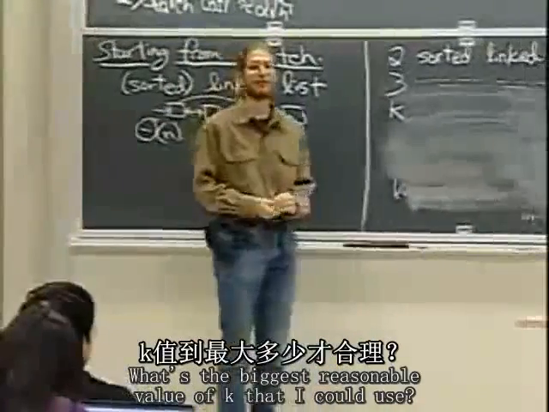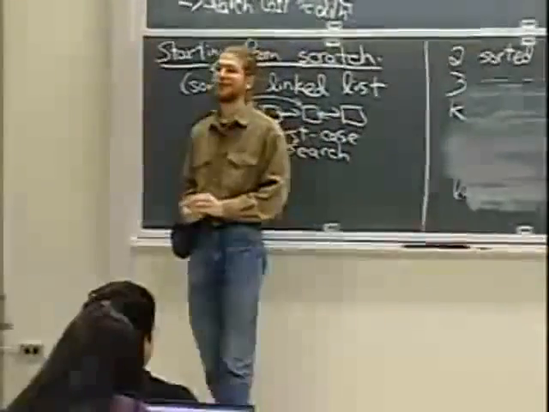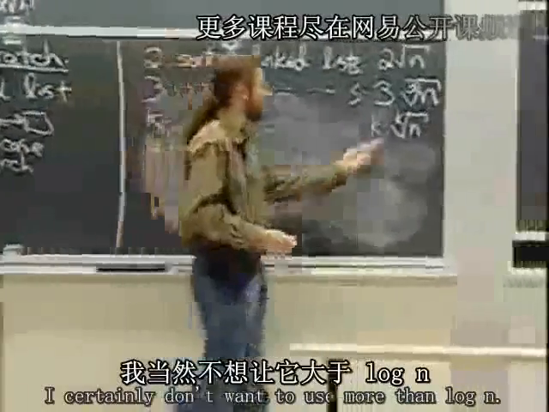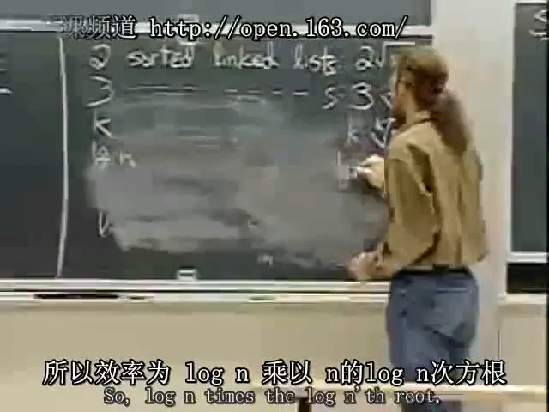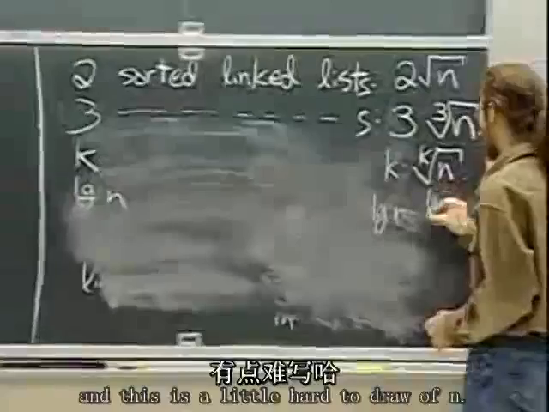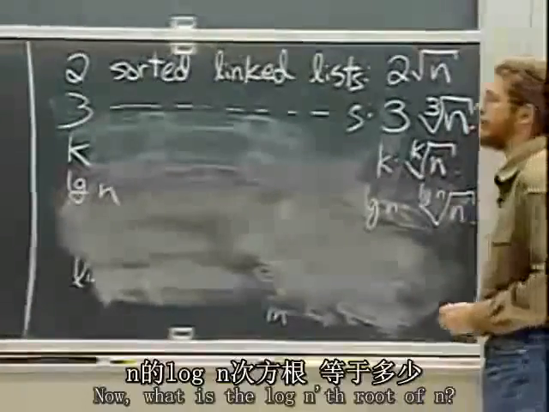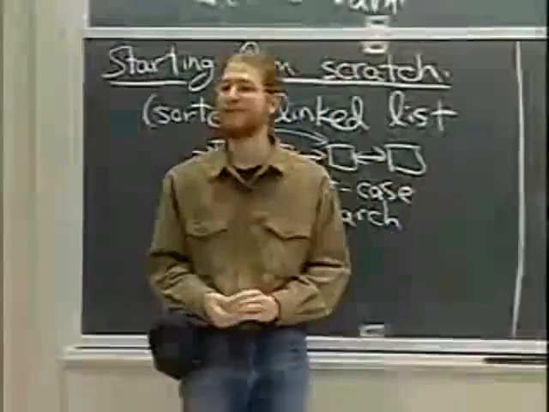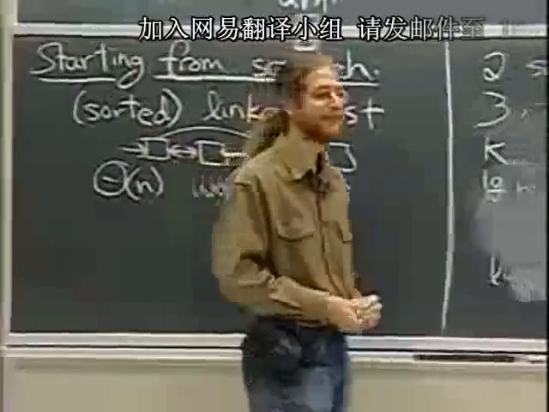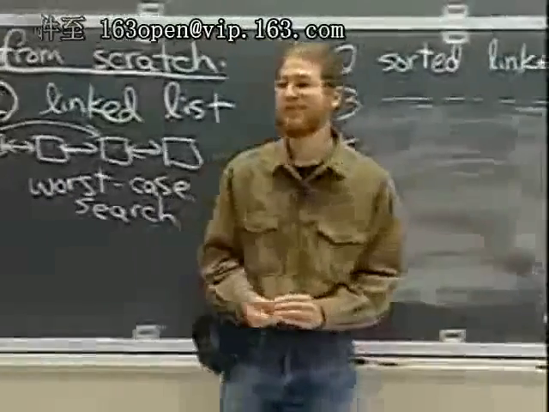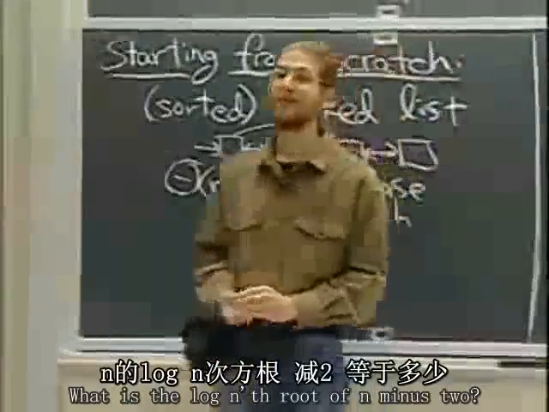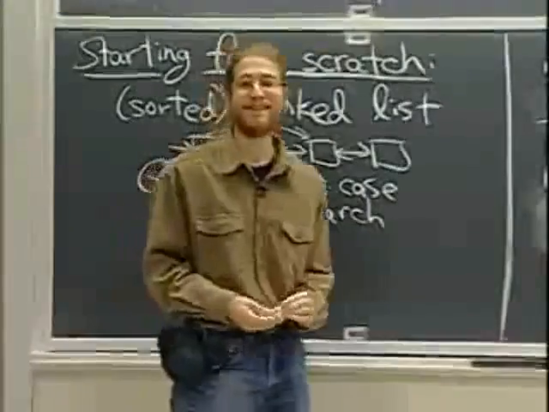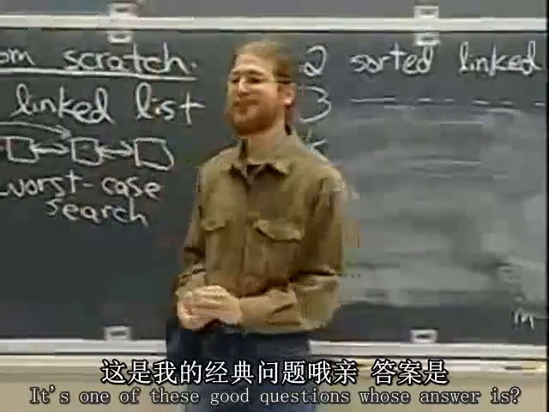What's the biggest reasonable value of k that I could use? Log n, because I have a k out there. I certainly don't want to use more than log n. So log n times the log nth root of n. Now, what is the log nth root of n? That's what you're all thinking about. What is the log nth root of n minus 2? It's one of these good questions whose answer is?